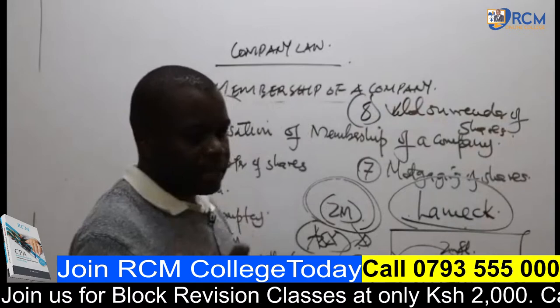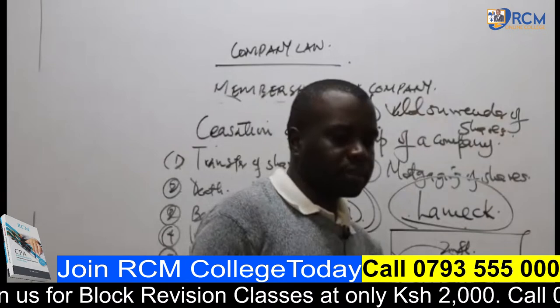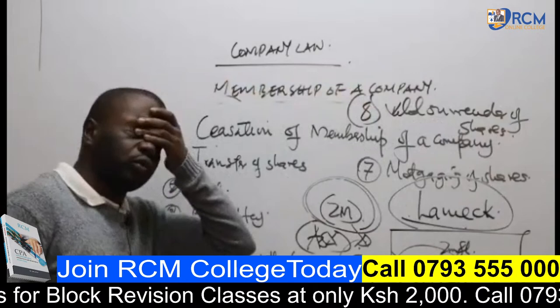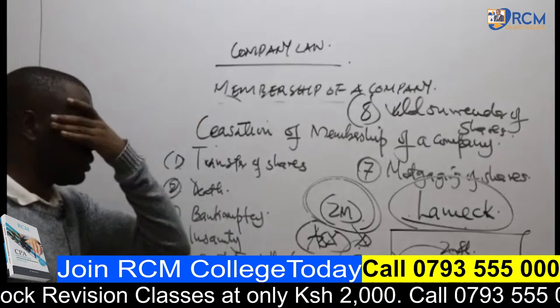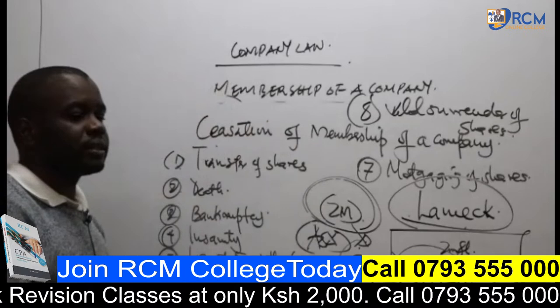Ukisare shares zako kwa kampuni. So maybe you just leave them, so you don't claim for them. So you lose membership of the company. Valid surrender of shares. So those are the ways of how a person can cease to be a member of the company.